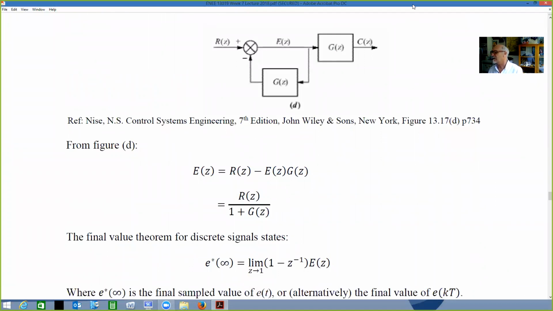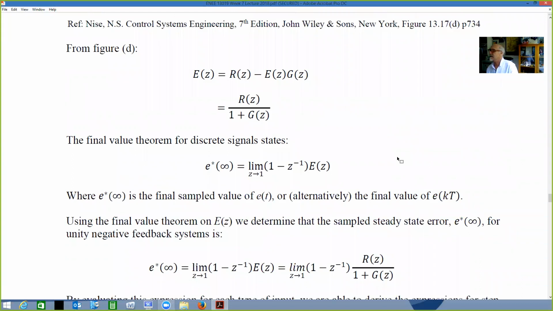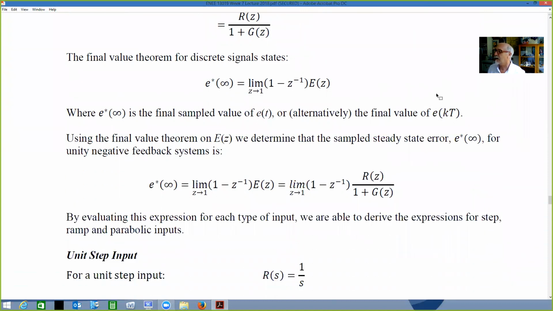Exactly the same kind of idea that we've seen beforehand when we were looking at the analog systems. As you might imagine, it parallels that, except we're dealing with the Z domain. Likewise, we've got an expression here which we identify as a feedback system, but in the digital system, so nothing brand new there. Take the final value theorem for discrete signals, and that will give you that expression. Then we can use the final value theorem on E of Z. We can determine that the sampled steady state error, E asterisk, because we're dealing with the Z domain, for unity negative feedback is of that form.